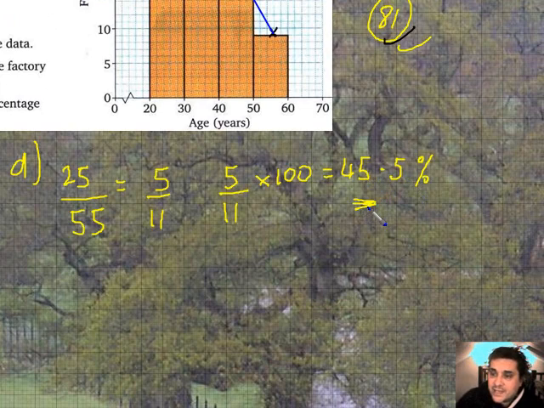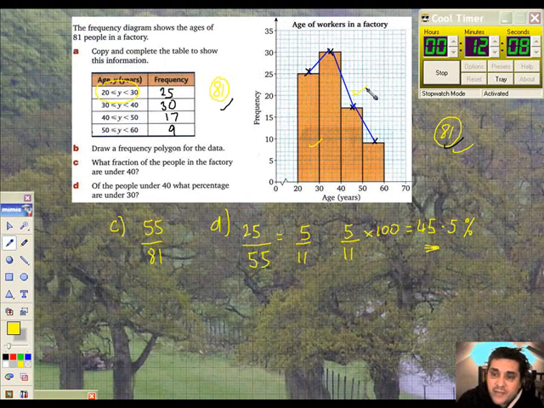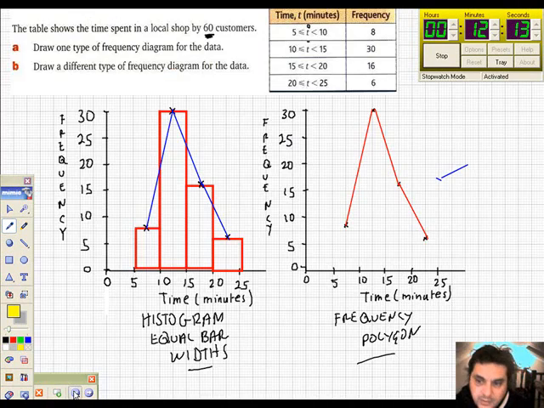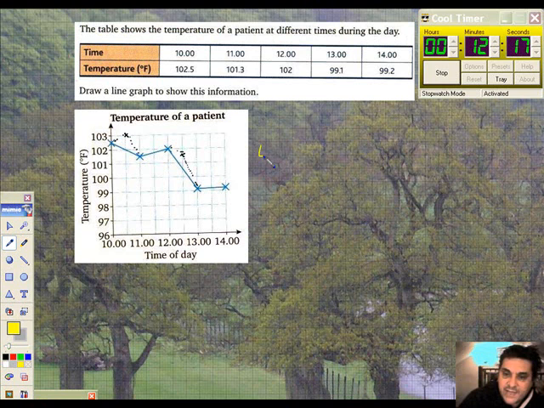Okay, so that's the end of that. We've done a histogram, so that thing there. We've done a little frequency polygon, that thing there. If I go back a couple of pages, we've done also a line graph. Alright, so let's just write it down. Line graph. Alright, so that's it.